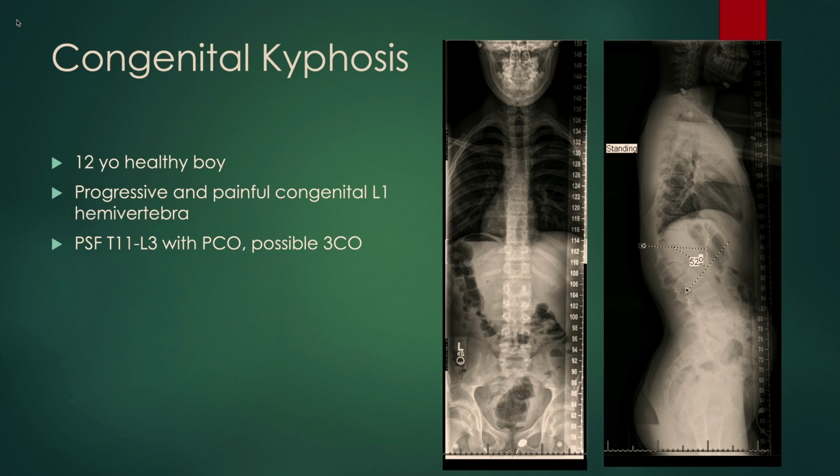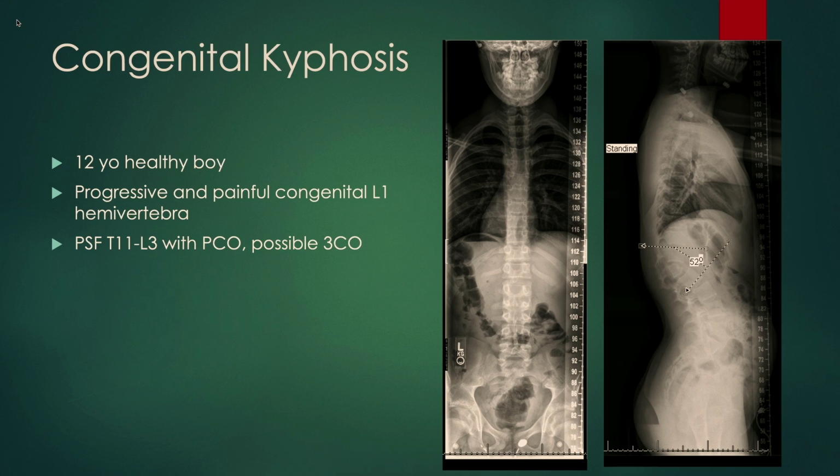So this is interesting. Congenital kyphosis in a healthy 12-year-old. Not as severe of a deformity, just a 52-degree focal kyphosis due to a posterior hemivertebra at L1.